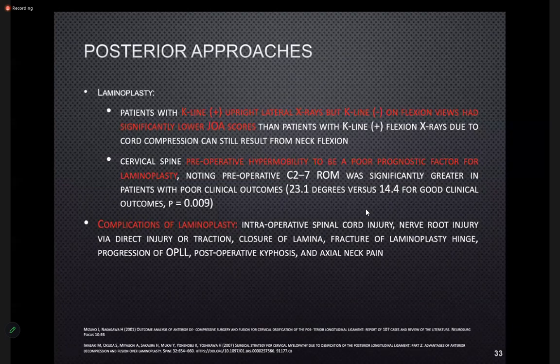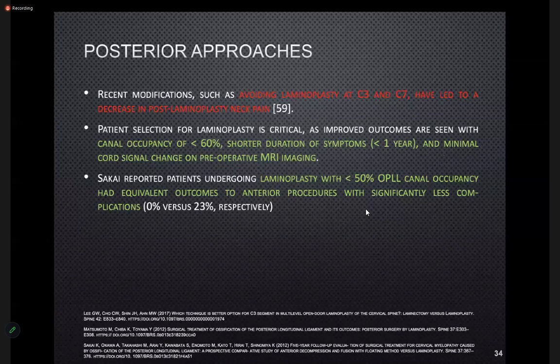And laminoplasty also has some complications. For example, intraoperative spinal cord injury, nerve root injury, closure of the lamina, fracture of the laminoplasty hinge, progression of OPL, etc. And that's the reason why recently we have modifications of laminoplasty, such as avoiding laminoplasty at C3 and C7, and this leads to a decrease in post-laminoplasty neck pain.